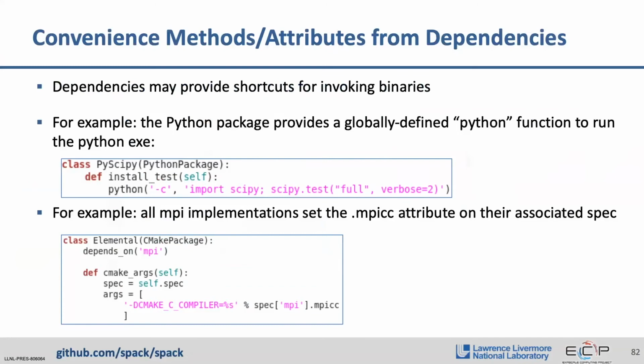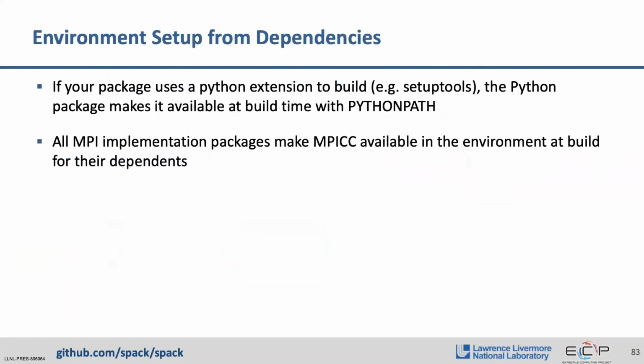All right. So, more advanced packaging. The other thing that Spack packages can do is set up some environment variables, either for the run environment or for the build environment of their dependencies. So if your package uses a Python extension to build, like setuptools, we make that available. The Python package actually makes that available at build time in the Spack build environment by setting something in the Python package. So basically, if you build a Python package and you depend on other Python things, right, they're all installed in separate prefixes in Spack. But in the build environment, we add all of those different locations to the Python path so that you can use all of your Python dependencies to build.